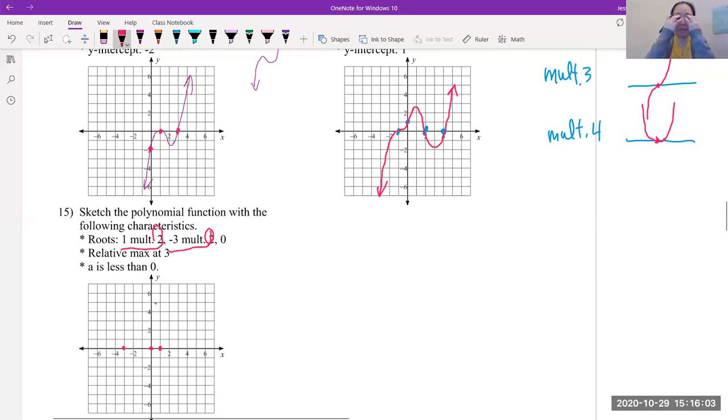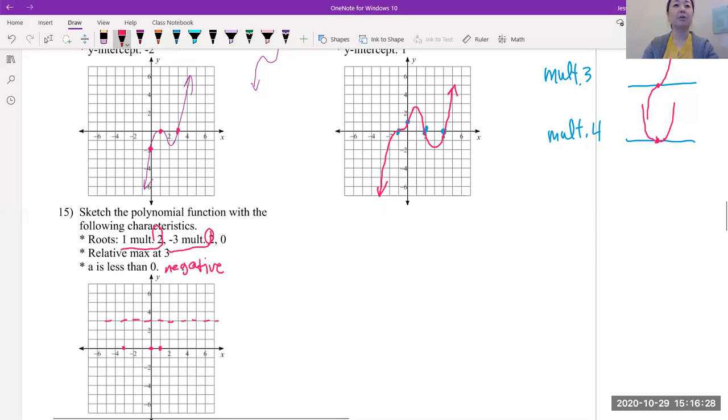And then the other thing is that we know that we're going to have a relative max at 3. So I'm just going to, somewhere, we're going to have a peak at 3. I don't know where. We can decide where. And we know that A is less than 0. Okay, A is less than 0, which means that it has to be negative. But I can't spell negative.